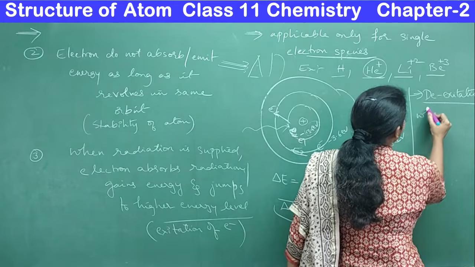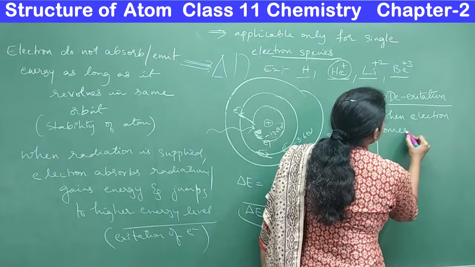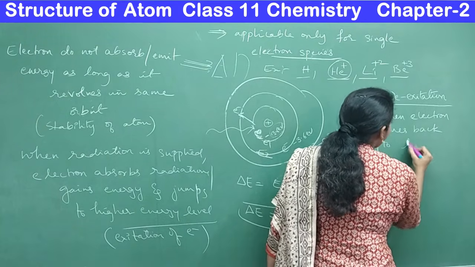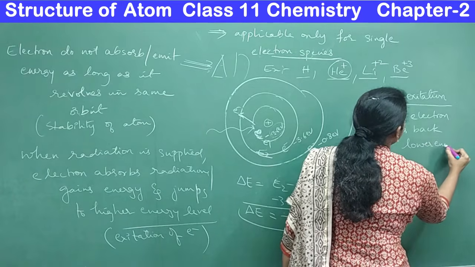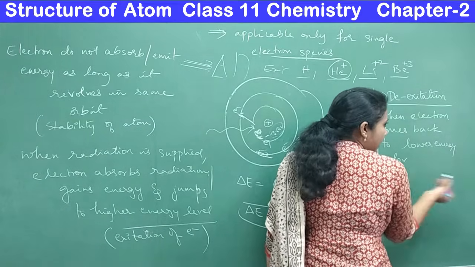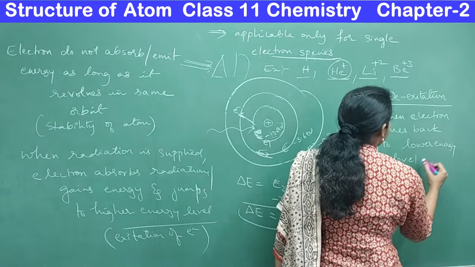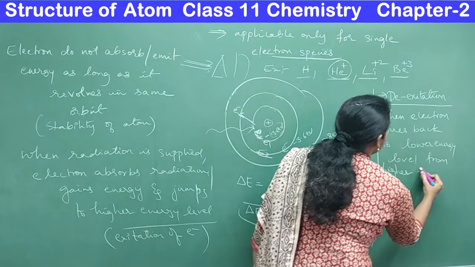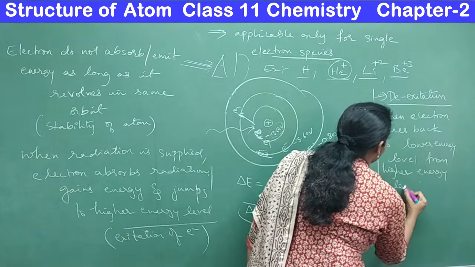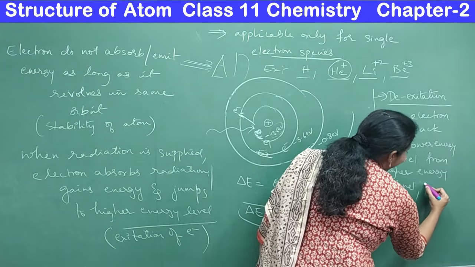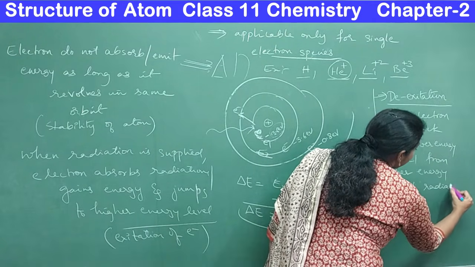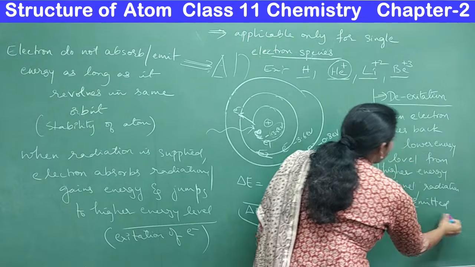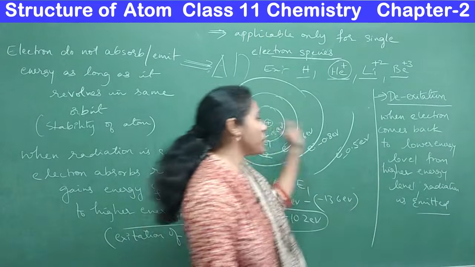When an electron comes back to a lower energy level, or its original shell energy level, from a higher energy level, what will happen? Radiation is emitted. Okay, so now you understood the logic behind emission of radiation.